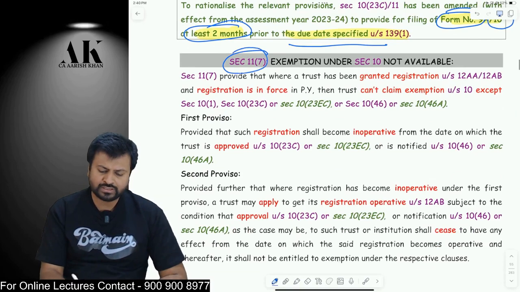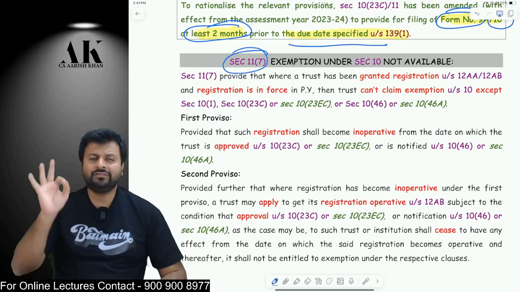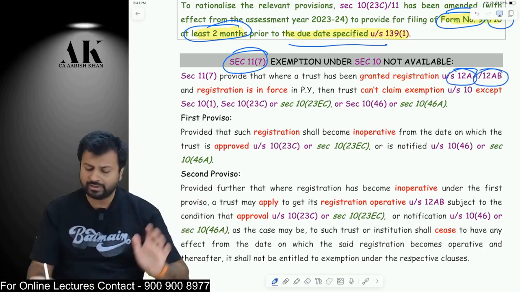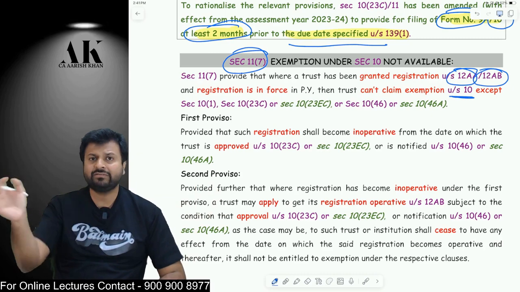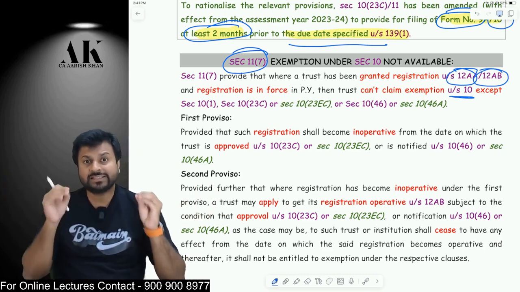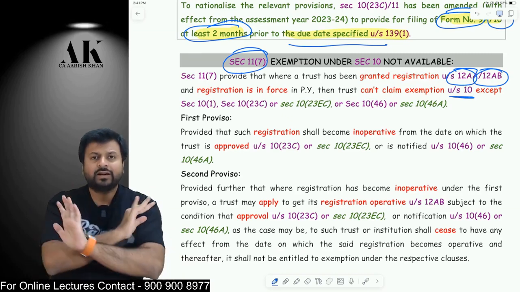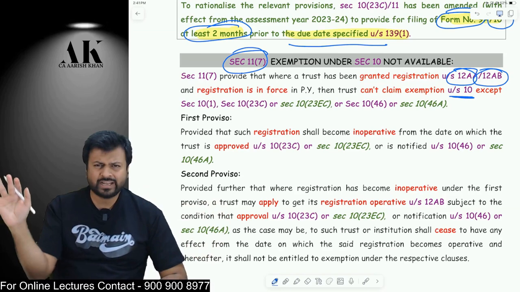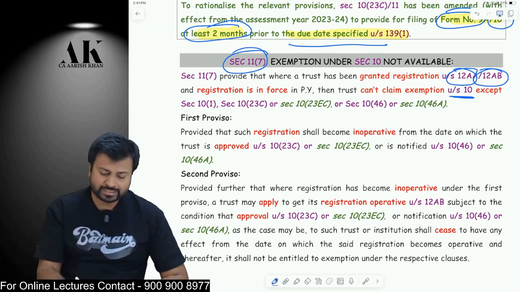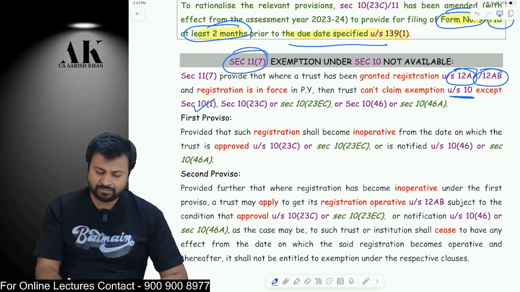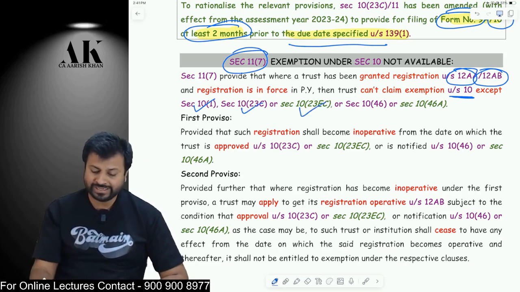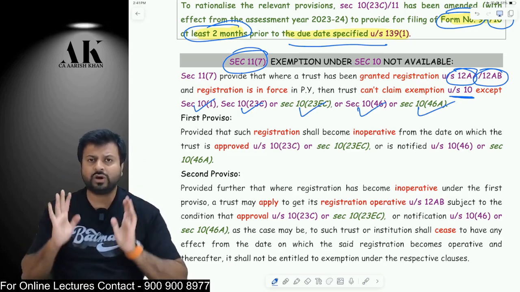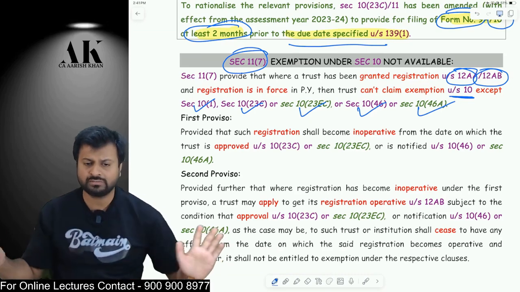Next one, Section 11, subsection 7. It says that if a trust is registered under Section 12AA or 12AB, then the trust cannot claim any exemption under Section 10 except few exemptions. No Section 10 exemption can be claimed, except 10(1), agriculture income, which can be claimed, and 10(23C), 10(23EC), 10(46) and 10(46A). These are the 5 exemptions which a trust can enjoy. Apart from this, no other exemption a trust can enjoy.